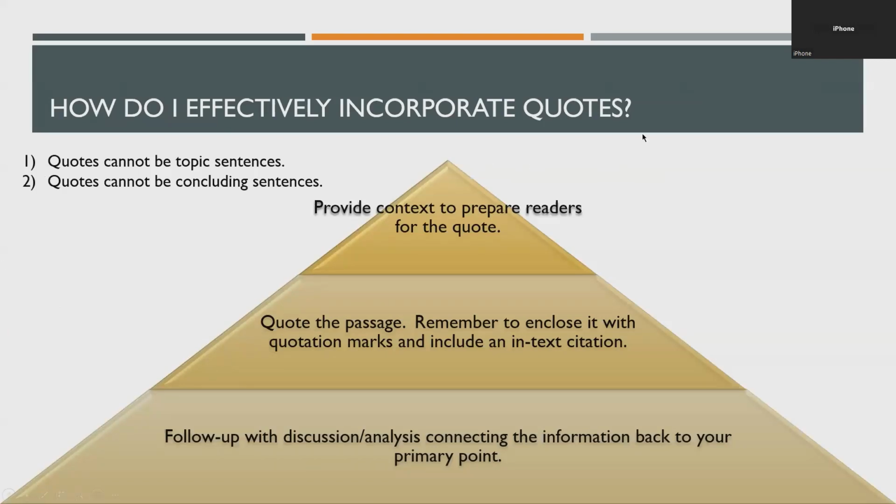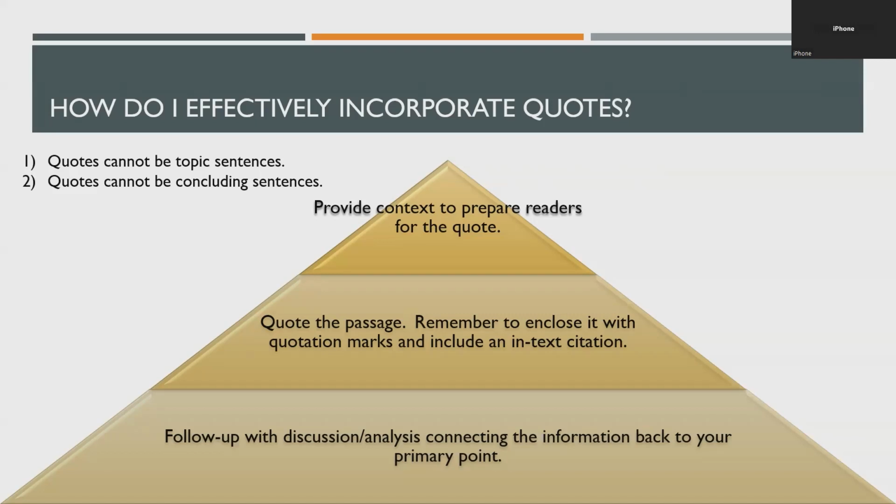This slide talks about how to effectively incorporate quotations. There are a few rules for that. Quotes cannot be topic sentences. So very often the first sentence of a body paragraph is going to be what we call a topic sentence. That identifies for the reader what the topic of that paragraph is, what that paragraph is going to be about. That should not include a quote. So to phrase it another way, the first sentence of any paragraph should not be a quote.